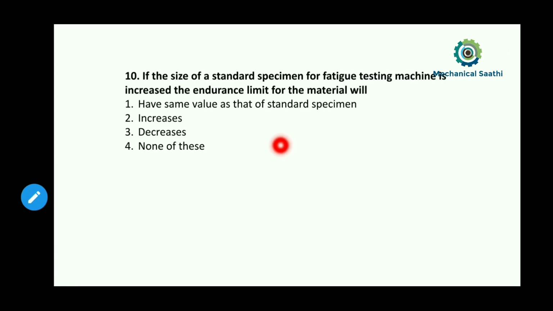That means in the case of a smaller size, there may be some impurities, and the surface finish may be poor. But if we increase the size, obviously that surface which was poor previously will get worse. That will give rise to the stress concentration factor, and if stress concentration increases, then obviously your endurance limit will decrease. So what do you understand by endurance limit?